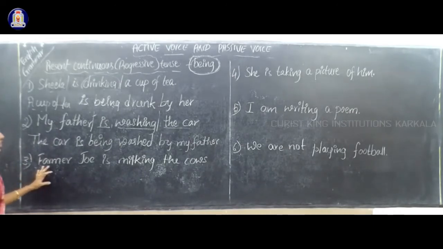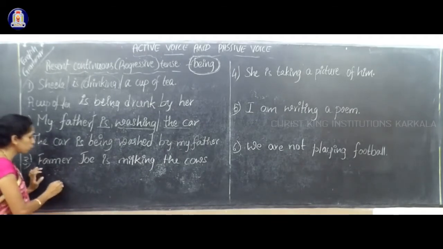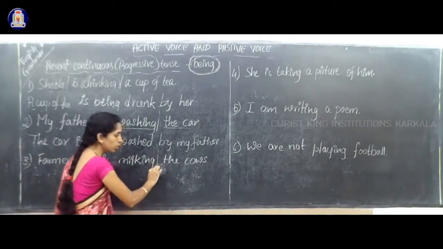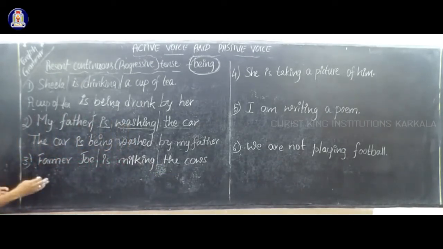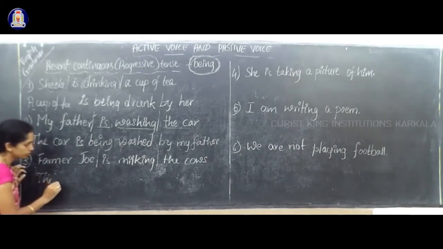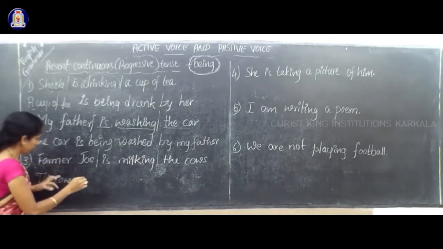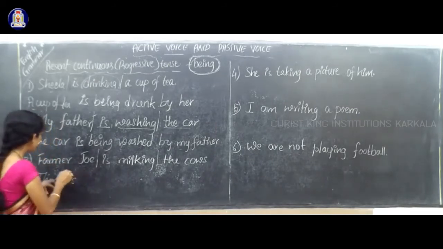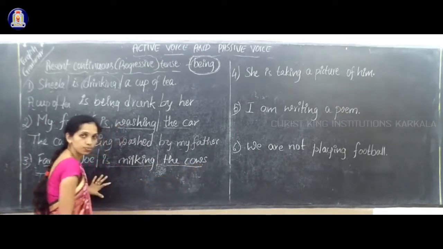Farmer Joe is milking the cows. So Farmer Joe is the subject, is milking is the verb, the cows is the object, right? So what we have to write in the beginning as the subject? The cows, right? Here, look at here. Please note, students. Here, Farmer Joe is milking the cows, right?